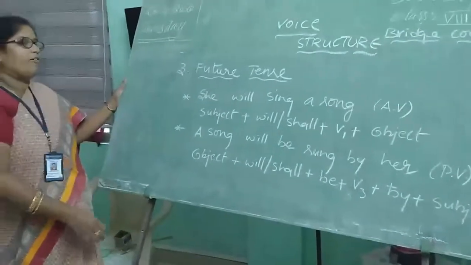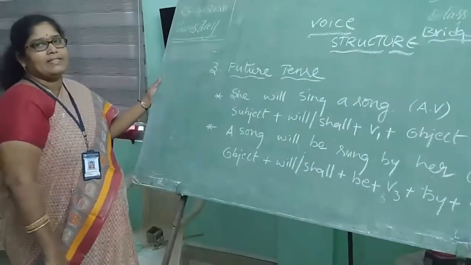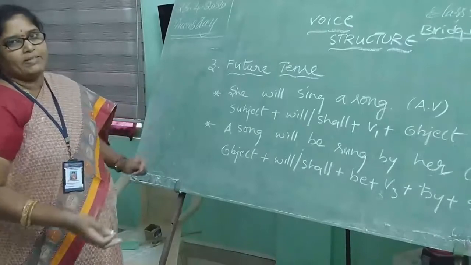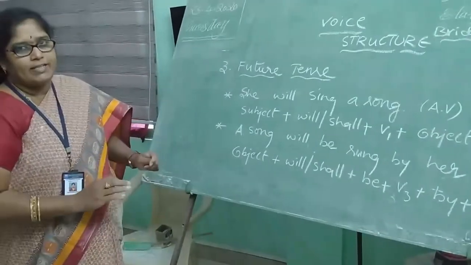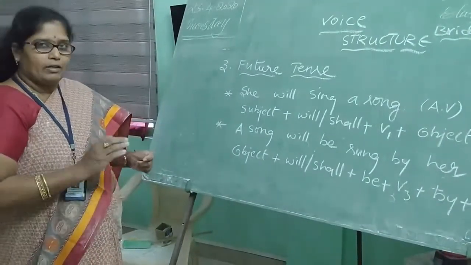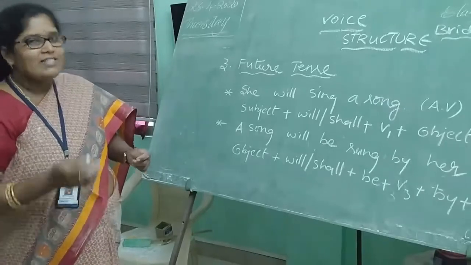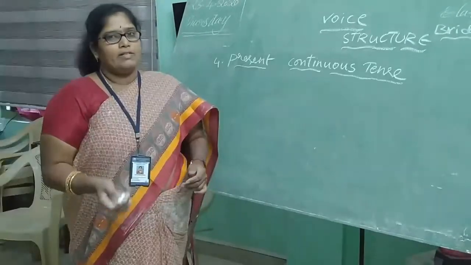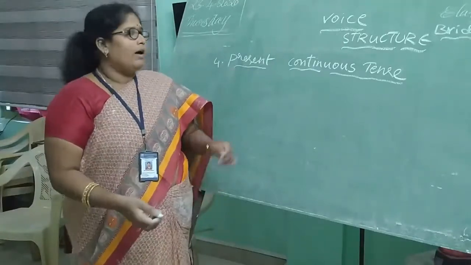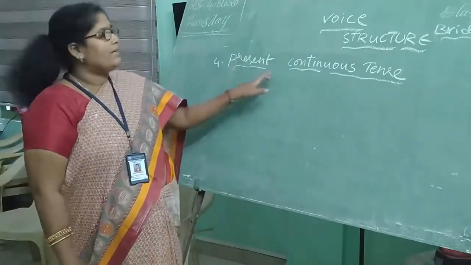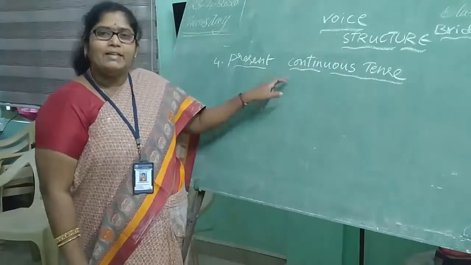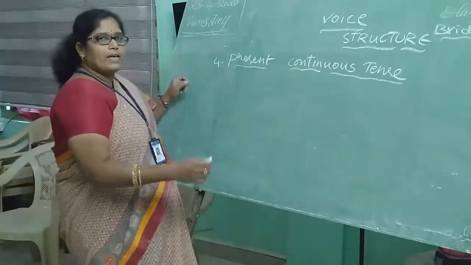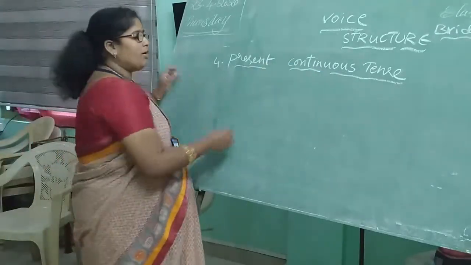So in this way we have completed all the three tenses: present tense, past tense, future tense sentences from active voice to passive voice along with their structures. And next comes the continuous tense, children. Now let us see continuous tense, children. And the first one is present continuous tense. Once again I am taking the same verb, children.